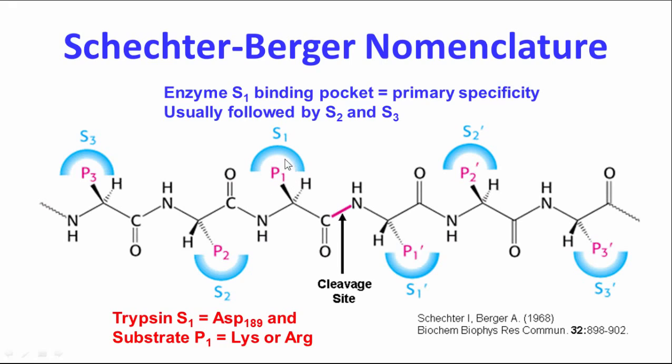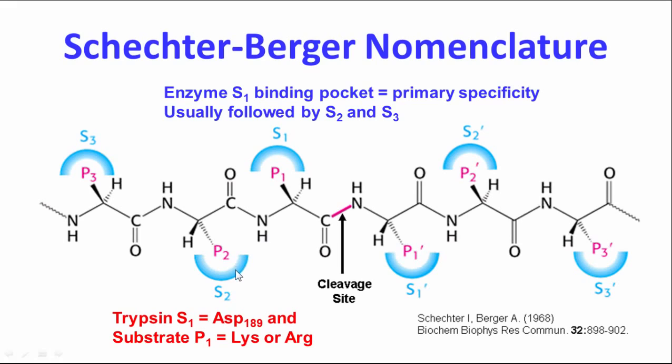This P1 residue is the most important residue, usually in proteins. For trypsin, this would be a lysine or arginine, and then the binding pocket has an aspartic acid with a negative charge that's complementary to the positive charges on the lysine or arginine. That's why it binds well in that binding pocket.